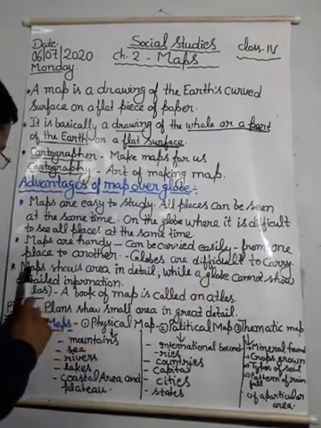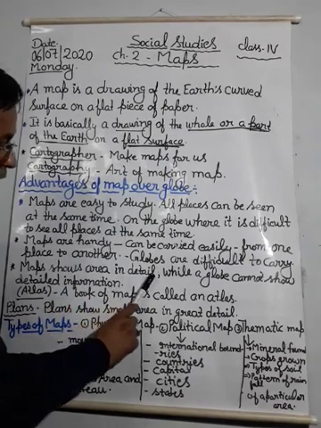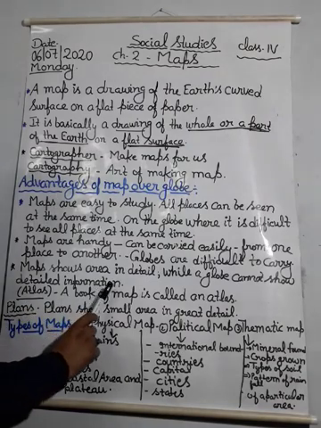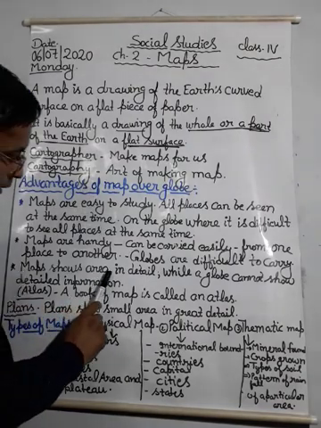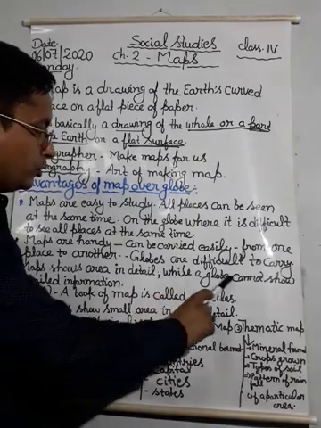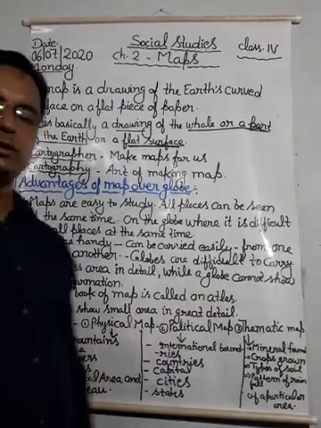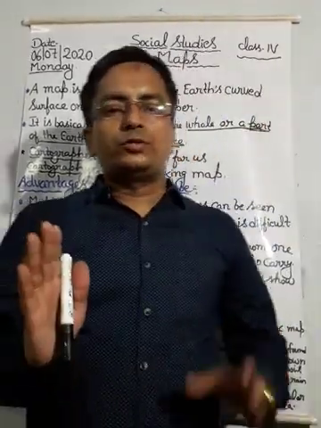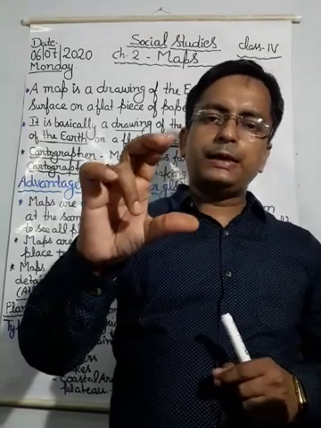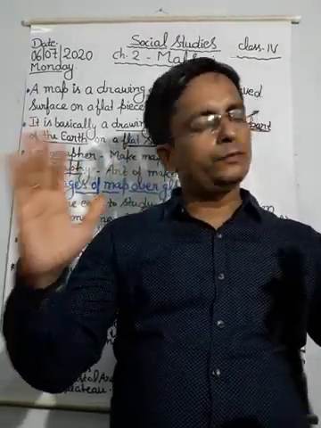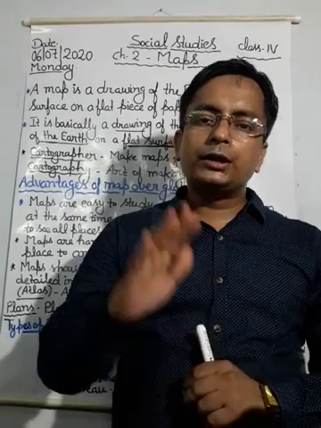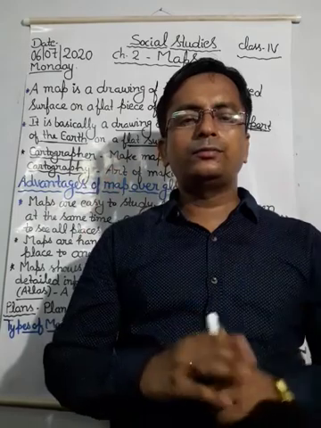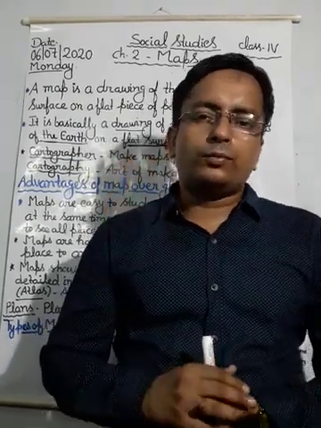A map shows an area in detail while a globe cannot show detailed information. My dear student, if we want to make a map of a small place in large view, we can draw it. But this work cannot be done with the help of a globe.